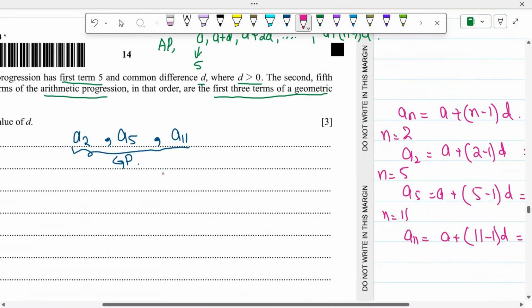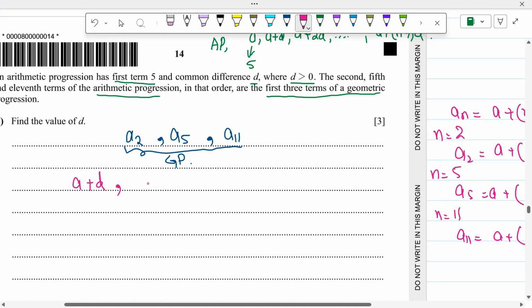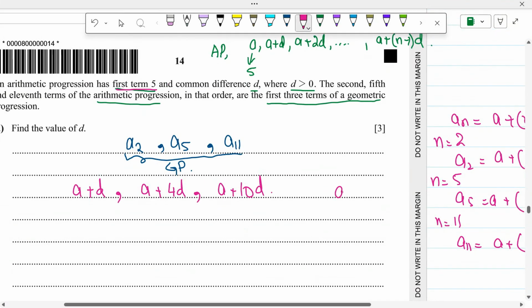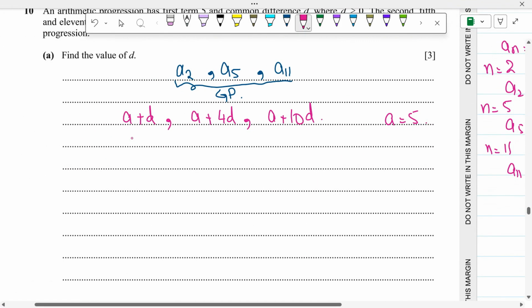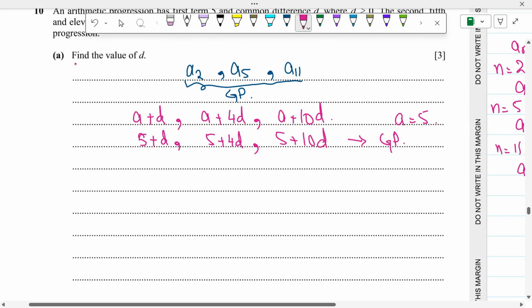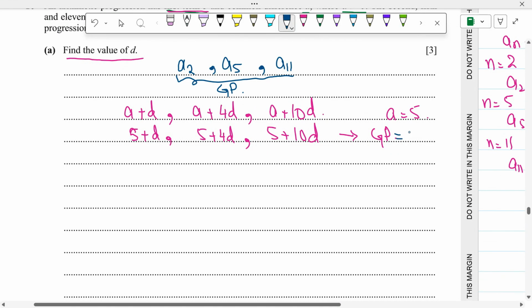So the terms are a plus d, a plus 4d, and a plus 10d, where a is the first term, which is given as 5. So we can write them as 5 plus d, 5 plus 4d, and 5 plus 10d. These are the geometric progression, and we need to find the value of d, and we know that in a geometric progression the ratio is the same.